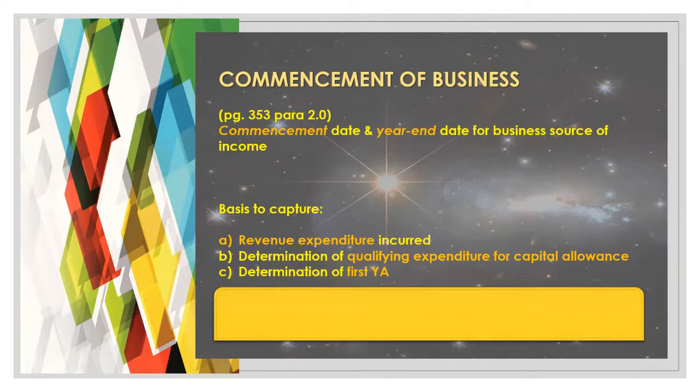Because in business, we do have capital expenditure and revenue expenditure. In general, revenue expenditure incurred can be deducted if they fulfill Section 33. I repeat, revenue expenditure in general can be deducted if they fulfill Section 33, which you will cover later in the following weeks. However, capital expenditure cannot be deducted.